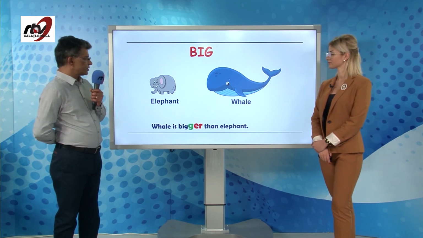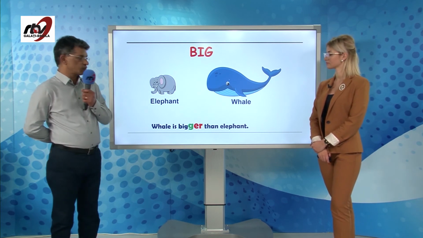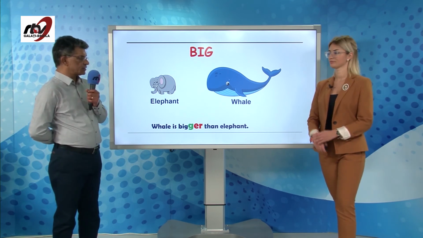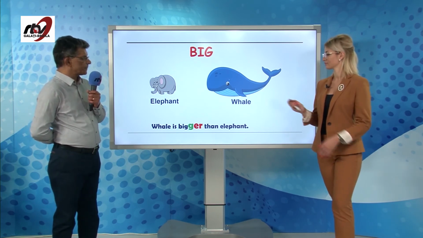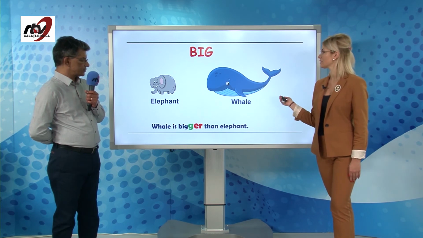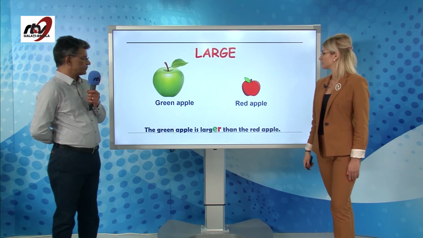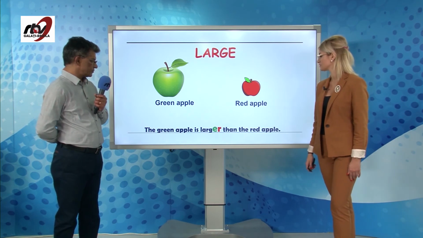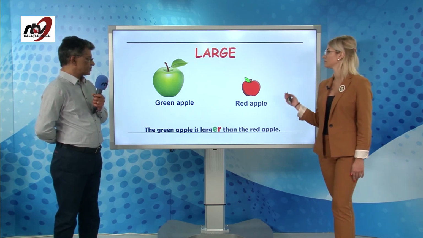Big, if you remember bigger, we have the elephant and the whale. Obviously, the whale is bigger than the elephant. And we have doubled the consonant. Large, green apple and red apple. The green apple is larger than the red apple.